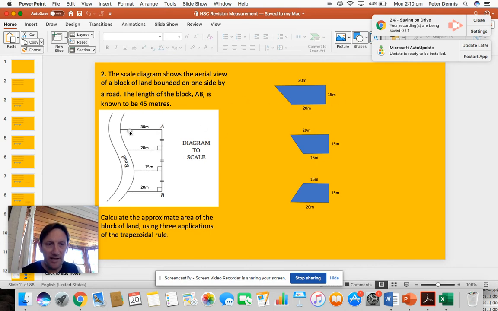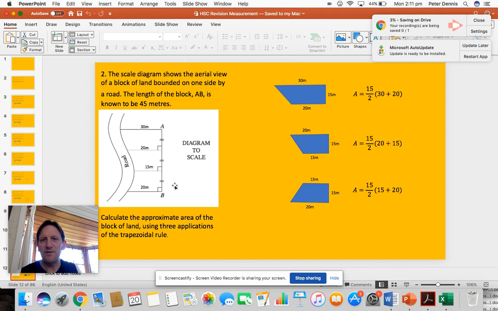We're breaking this up into one trapezium, the next trapezium, the third trapezium, just as I've done here. How did I get this 15? Where did this 15 come from? Well, it says here the length AB is 45. All these three are equal, so it's got to be 15, 15, 15. And then it's just a matter of substituting into this formula.